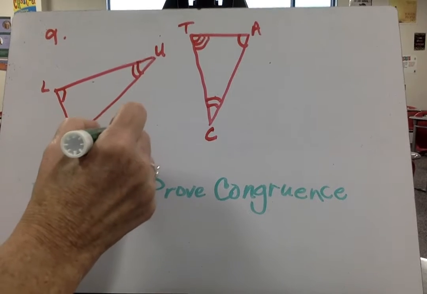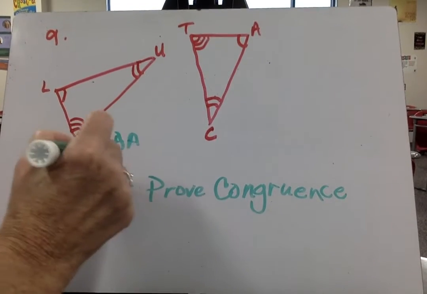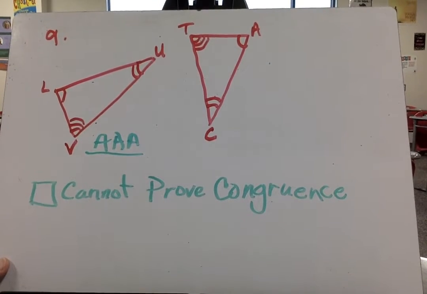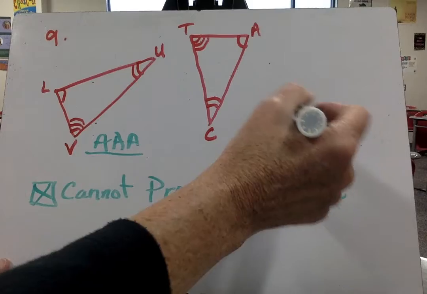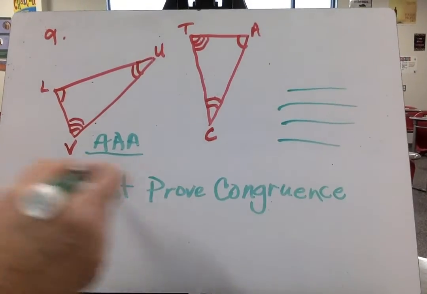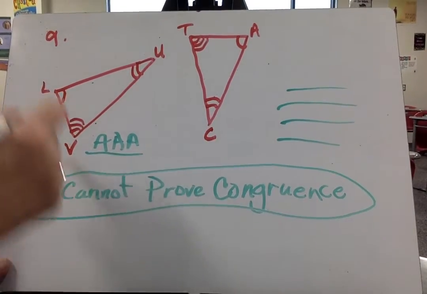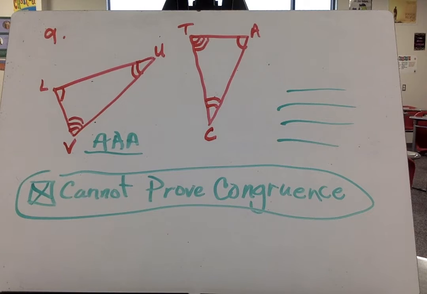Because angle, angle, angle is one of the two that are not valid reasons for saying two triangles are congruent. And that's what these are. We're given the angles. We don't know anything about any of the sides, so we just check that off. And statements and reasons over there, you just leave blank. All you need is that for number 9 on page 261.